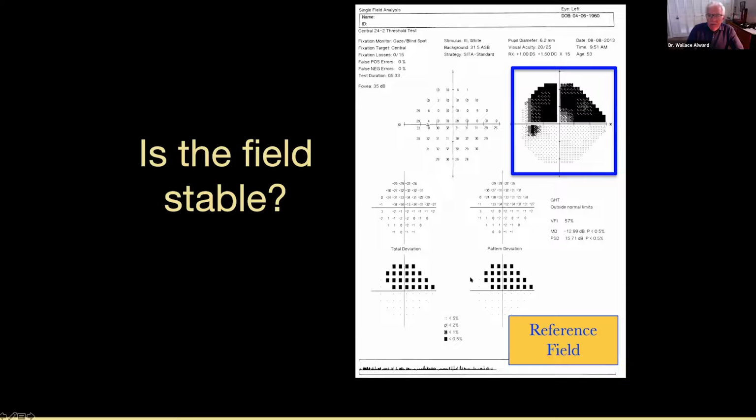I hate to admit that I actually do look at the grayscale. A lot of purists would have you not do that. But you're going to look at things like the visual field index, mean deviation, pattern standard deviation, and the pattern deviation plot. I think if somebody's stable and they're in a reliable field, it does not take very long to know that things look stable.